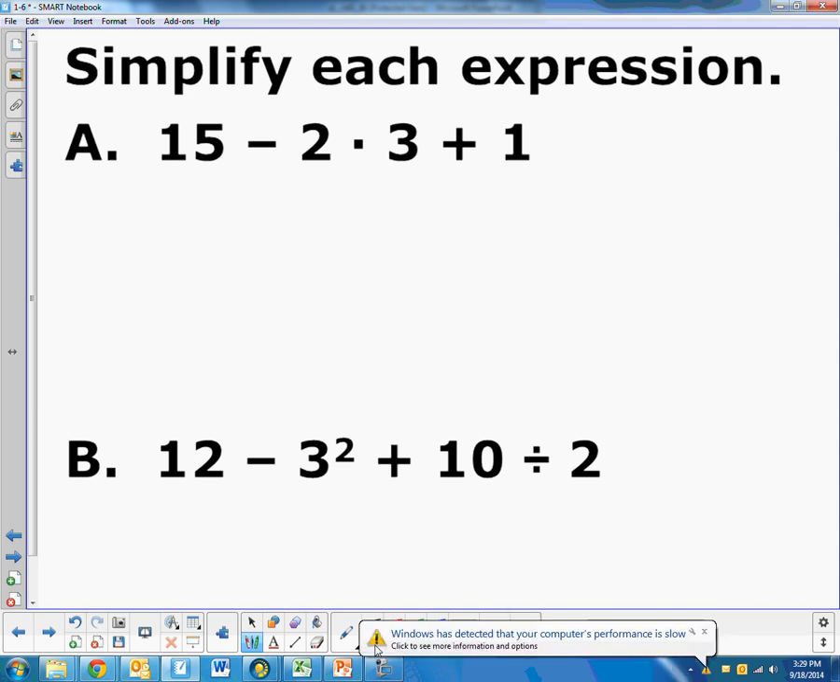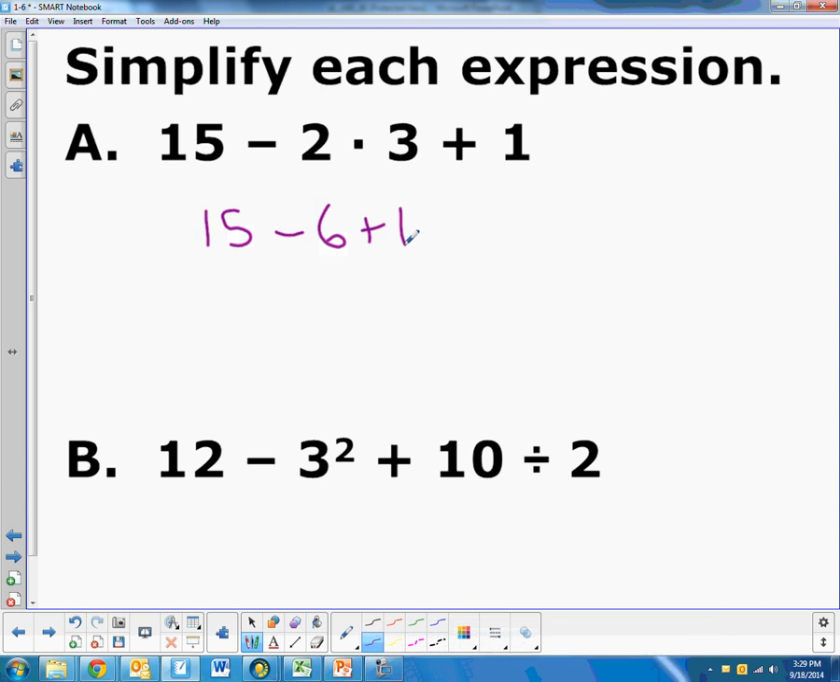And I need you to rewrite the problem all over again. 3 times 2 is 6. But I need you to write the 15, the minus, the 6, the plus, and the 1. I do not want to see, and I'm going to put this in red, I don't want to see you do this and then right above it, this, and then right above that. I don't want to see it all in scattered places like that. I want to see it written below and rewritten every time. And you may not like that, but that's what you need to do.